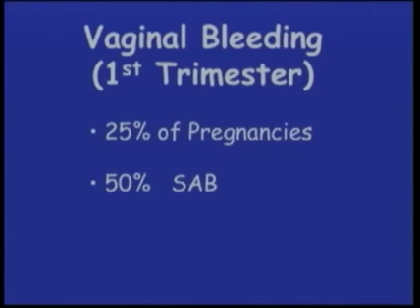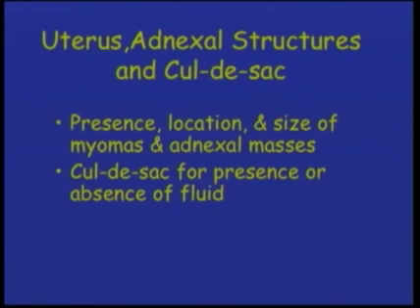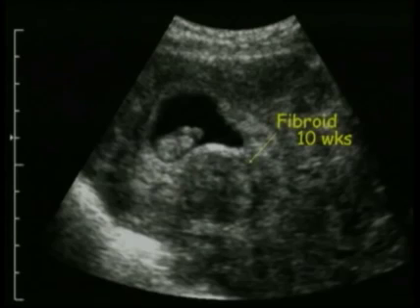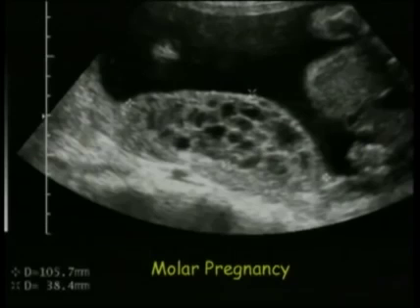Approximately 25% of pregnancies will have vaginal bleeding, and approximately 50% of those will go on and spontaneously abort. The guidelines tell us that we should look at the uterus, the adnexal structures, and the cul-de-sac for presence, location, and size of myomas and adnexal masses, and that we should look in the cul-de-sac for the presence or absence of fluid. Here we can see a small fibroid sitting right behind this gestational sac at 10 weeks gestational age.